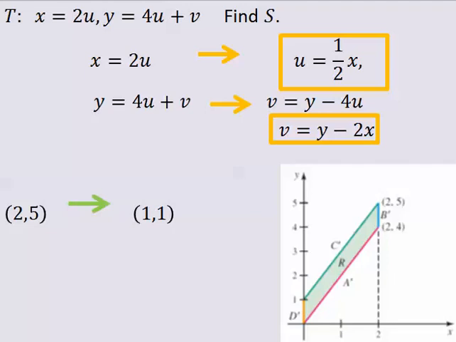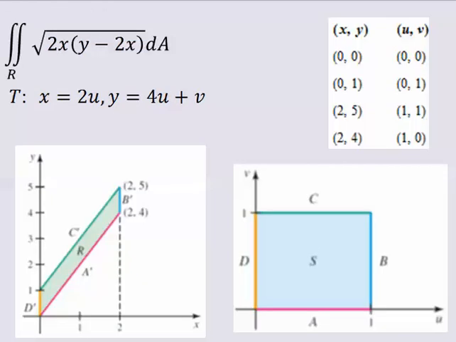And then when you have a point 2, 5, that's in the xy plane. So 2 equals x, 5 equals y, and then put that value of x and y into these two equations, u equals and v equals, and I get the point 1, 1. Now what you need to do, I've done one of them for you, are the other three vertices. That's all you do. You don't have to do the whole thing, just the vertices. And you get that the new region is a 1-by-1 box.